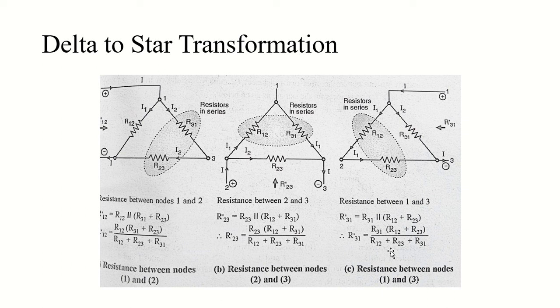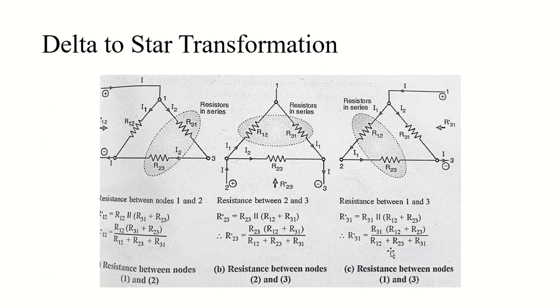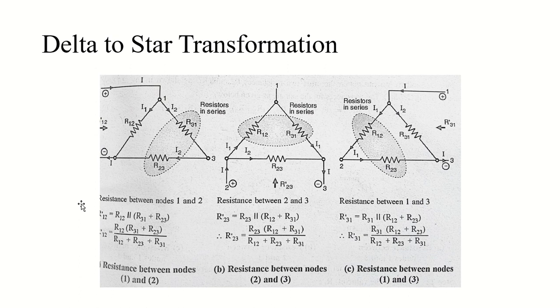Now this was from the delta side. Now let's go to the star side, what it will be. So remember in the initial condition, what was the condition? That the equivalent resistance between node 1 and node 2 of the delta side should be equal to node 1 and node 2 of the star side, right? Which means this should be equal to R dash 12, right?